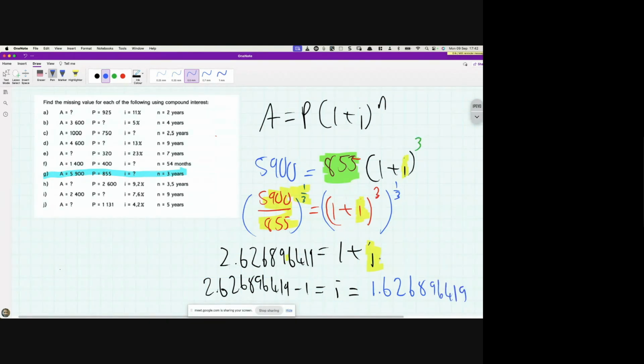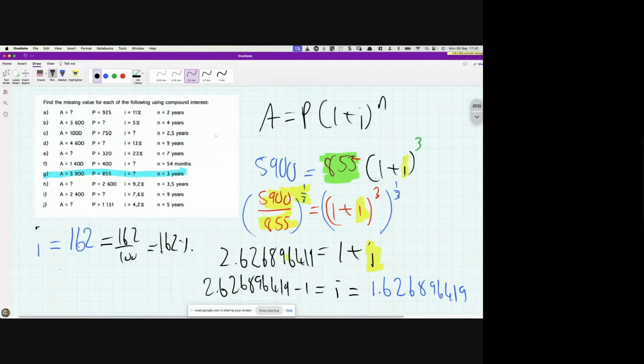So we get, are you all getting 1.626896,419 for your I value? Okay, what does that mean? It means that the interest rate is, well, it's basically 162% per year. I'm going to round it off to that. I could go 162.68, but what 1.62 means as a decimal number is 162 over 100, or 162%.